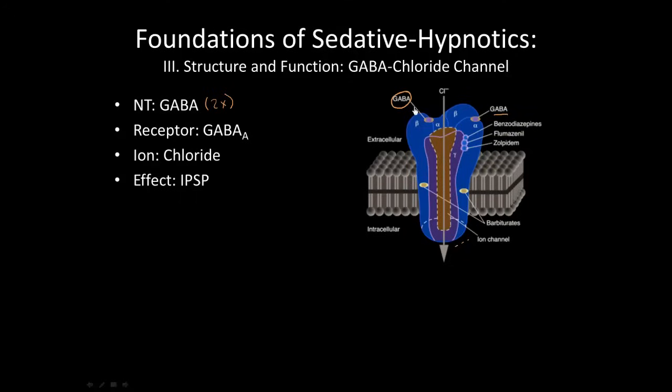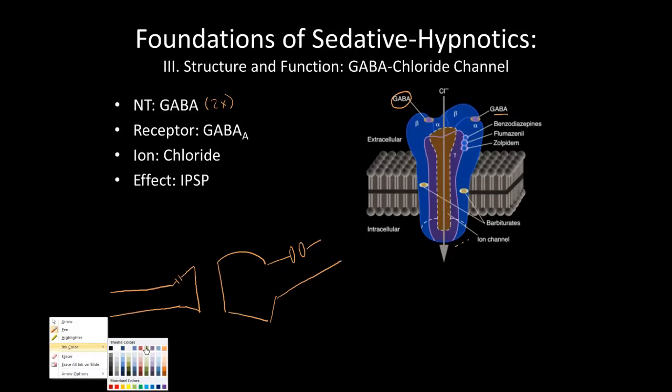So let's put this all in context, because it's kind of confusing unless you see it all together. So let's just say here is my presynaptic neuron. All right, and let's say here is my postsynaptic neuron. Now I'm going to draw this a little different than you might see it, because we're going to add something to it here in a second. So what's going on here? Well, I'm going to get a different color.